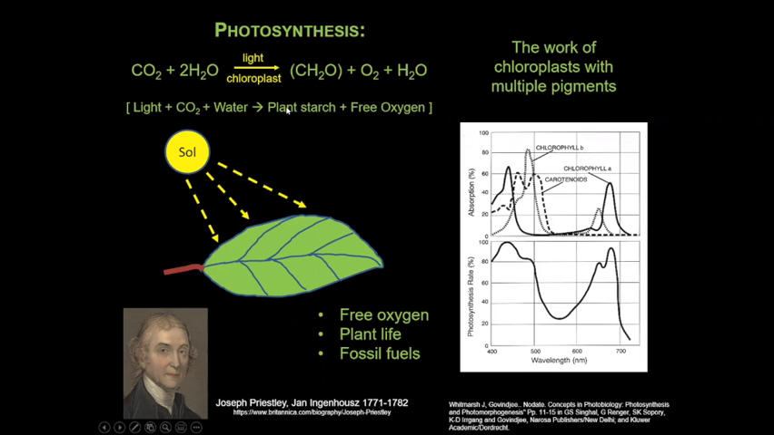This process of photosynthesis, light striking photosynthetic plant material, has provided us with a free oxygen atmosphere for the last couple billion years. Kind of a big deal. It's given us plant life and all the foods that we are derived from that, as well as provided us with our fossil fuel sources. So photosynthesis has been a phenomenally important process on Earth here.